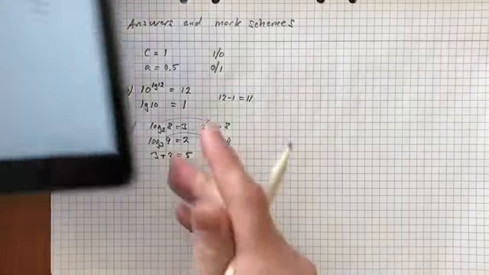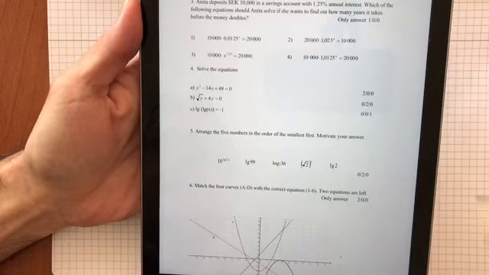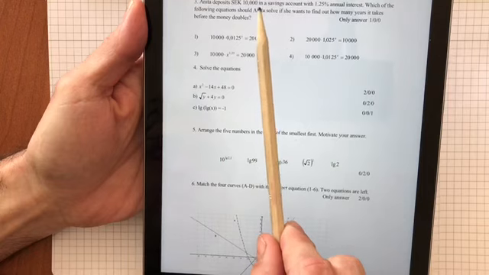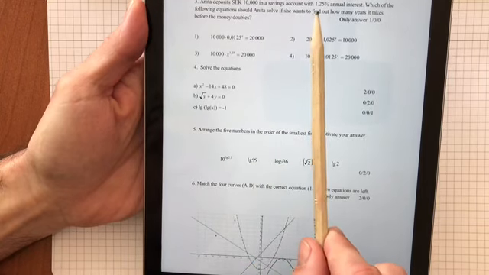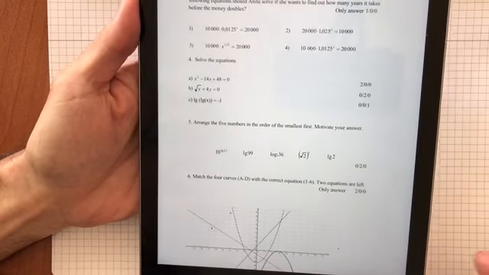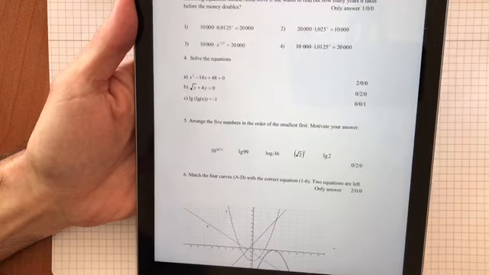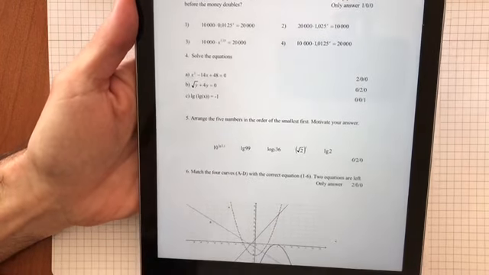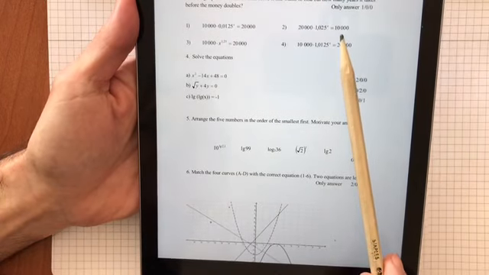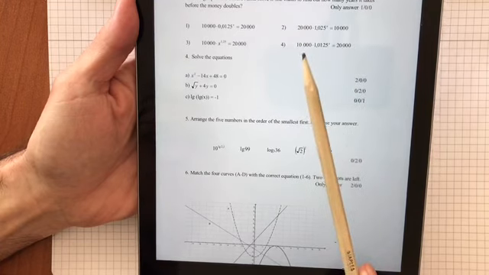Okay, exercise 3. Let's look at that. Anita deposits 10,000 in a savings account with 1.25% annual interest. Which of the following equations should Anita solve if she wants to find out how many years it takes before the money doubles? Well, doubles, it has to be 20,000, so it can't be that one. Equation 4 is the correct answer.